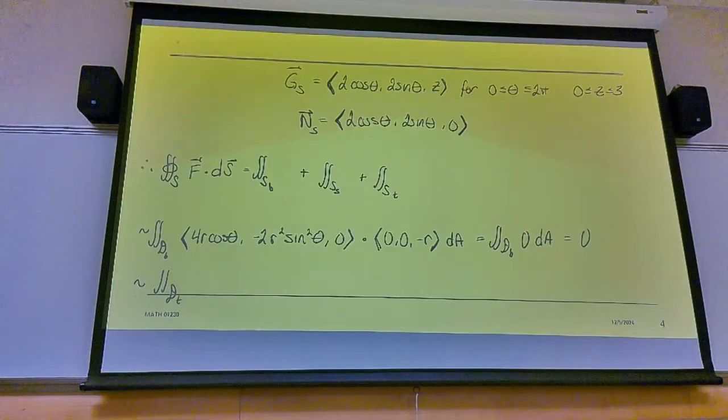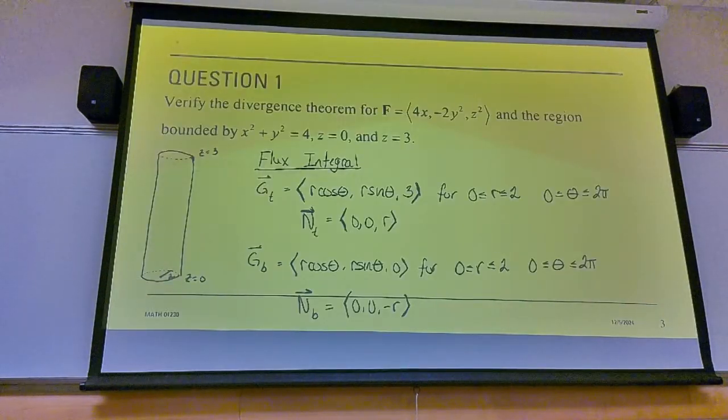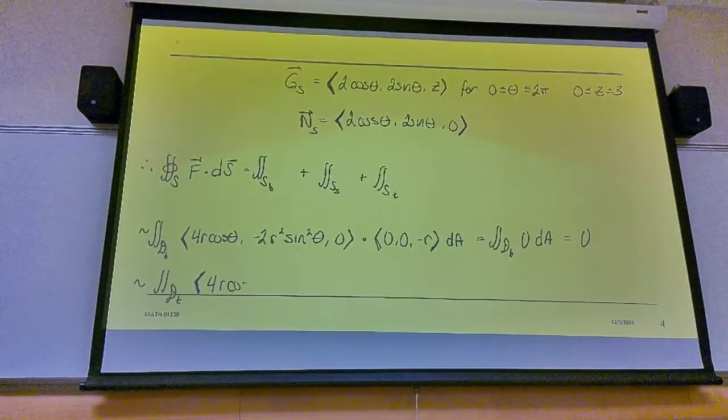Let's look at the top. Evaluate the field across the top parameterization. It shouldn't be difficult. 4R cosine theta, negative 2R squared sine squared theta, and then that one's not. Dotted with 0, 0, R, the normal vector, which is left with 9R.